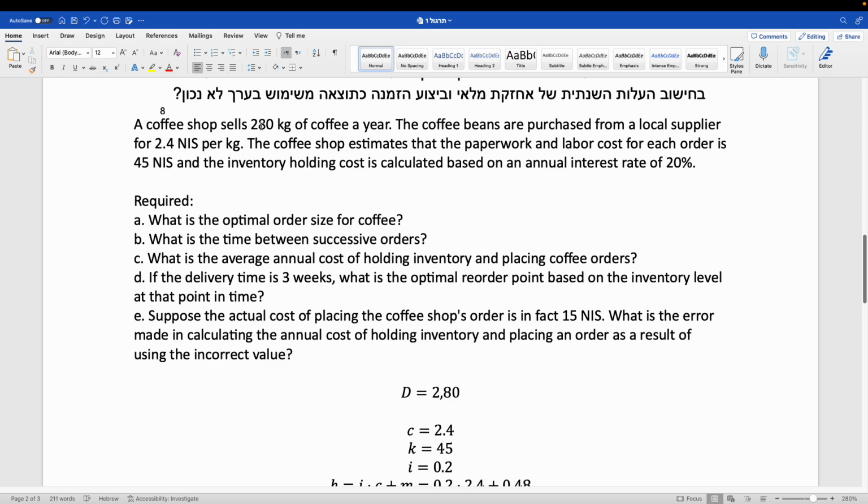There is a coffee shop that sells 280 kilograms of coffee a year. The coffee beans are purchased from a local supplier for 2.4 shekels or dollars, whatever you want, per kilogram or per pound. The coffee shop estimates that the paperwork and the labor cost of each order is $45, and the inventory holding cost is calculated based on the annual interest rate of 20%.